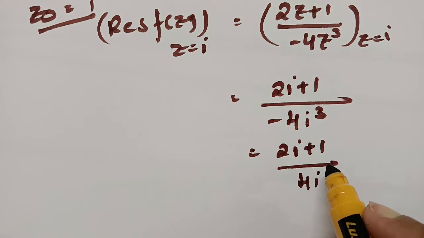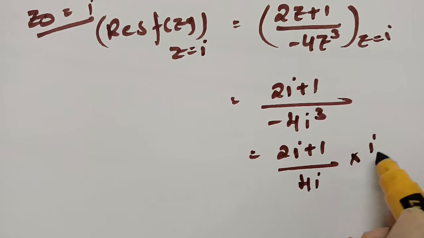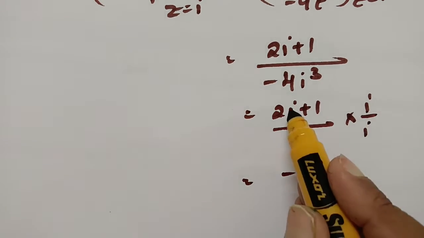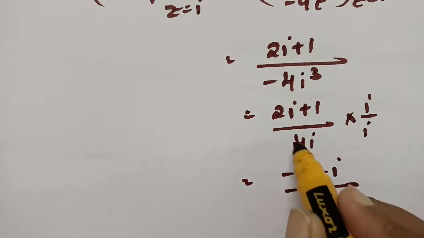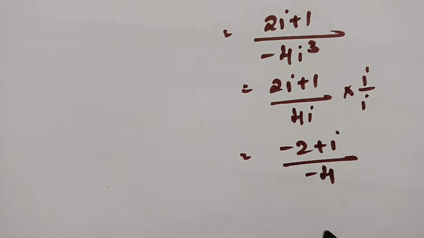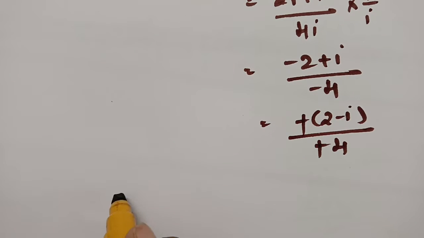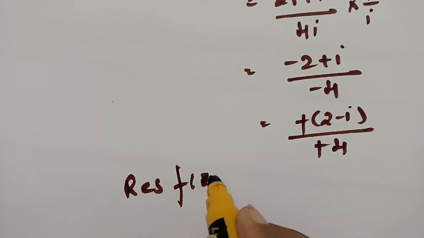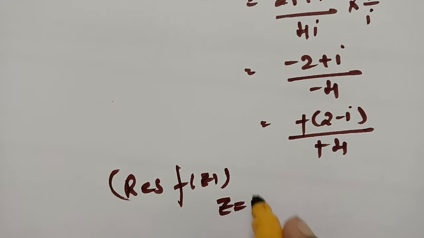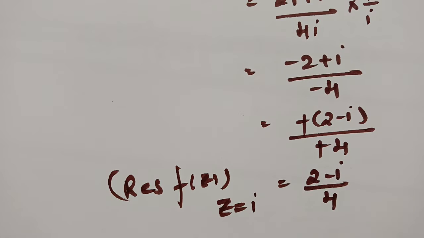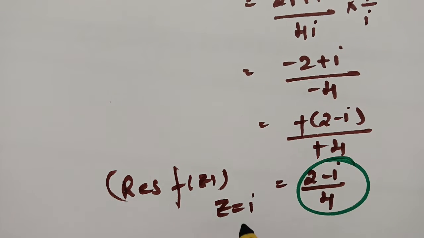So if I multiply with i in the numerator as well as the denominator, this is minus 2 i square, this is minus 1 plus i by, here also, minus 4. So if I take common from this, that is 2 minus i by minus 4. So if I cancel this, the residue of f of z at point z is equal to i is nothing but 2 minus i by 4. So this is our residue value, the fourth residue value, for the corresponding pole z is equal to i.